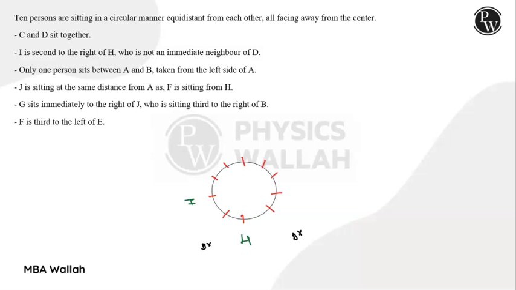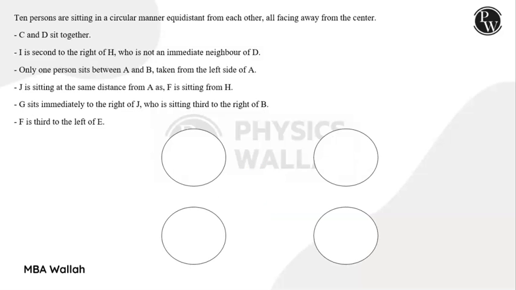Now next, only one person sits between A and B, taken from the left hand side of A. And another piece of information is that G sits immediately to the right of J, who is second to the right of B. So we will combine this information, and we can have possibly four positions for B, and accordingly we will have positions for A, J and G. So we will have four cases here. We will use these cases to identify the final answer. We know that H is sitting here and I is sitting here, so in all the cases we will make this.